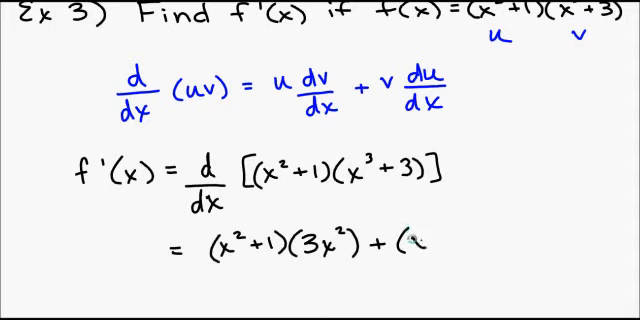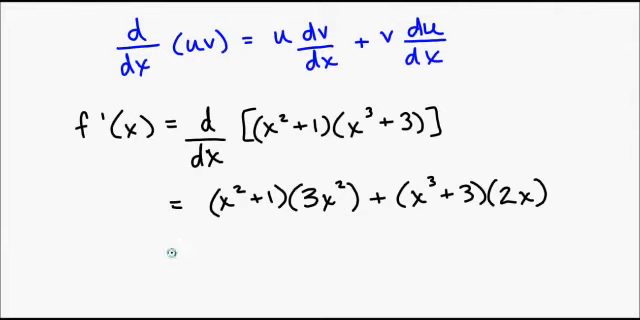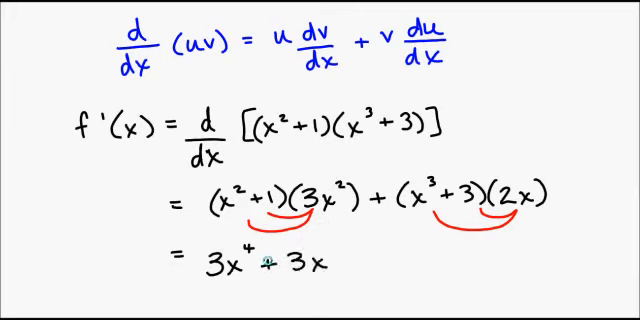Plus v is x cubed plus 3. du/dx is 2x to the first plus 0. Technically, I'm just going to write it like this. Okay. All I need to do now is multiply this out. I'm going to distribute these terms in. So I have 3x to the fourth. Remember, when you multiply variables, you add their exponents, plus 3x squared plus 2x to the fourth plus 6x.